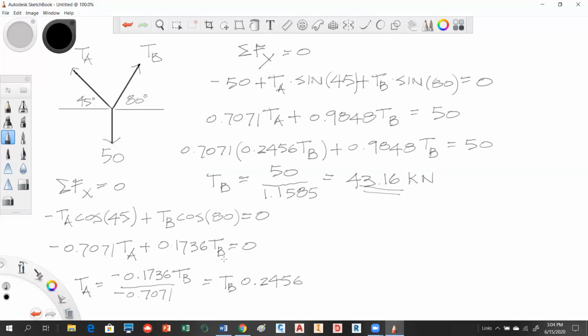Plugging that back into tension A. Tension A resolves to 10.6 kilonewtons. And there's your answers for tension A and tension B.